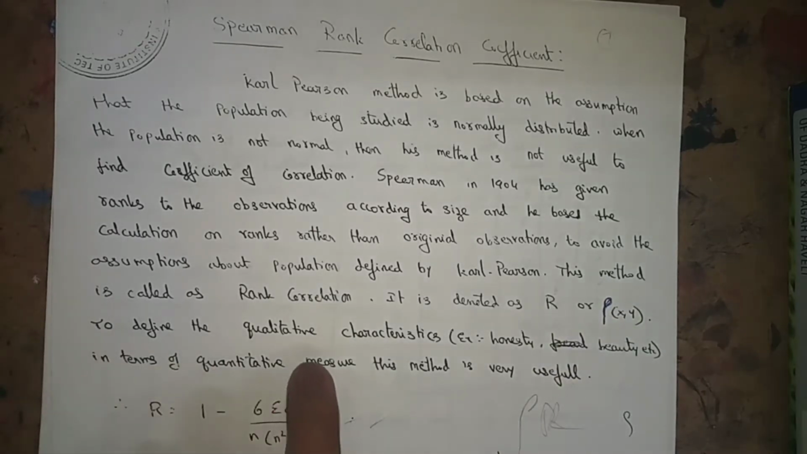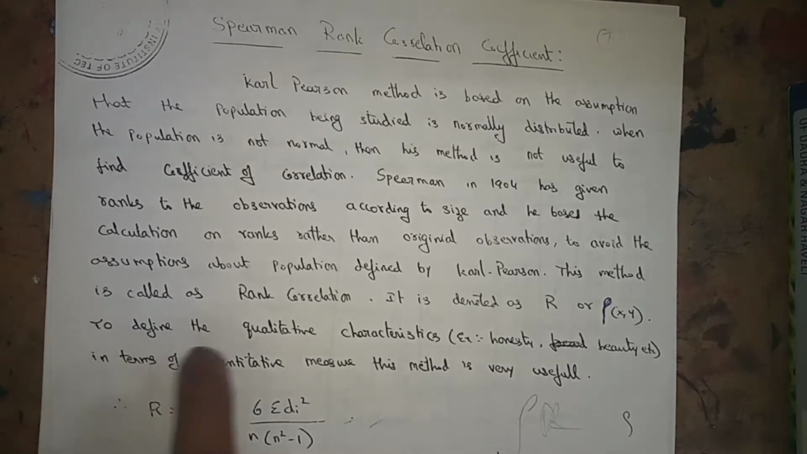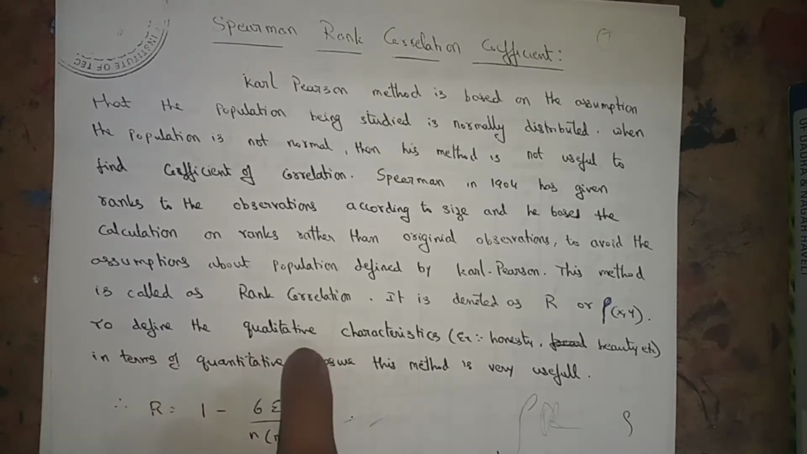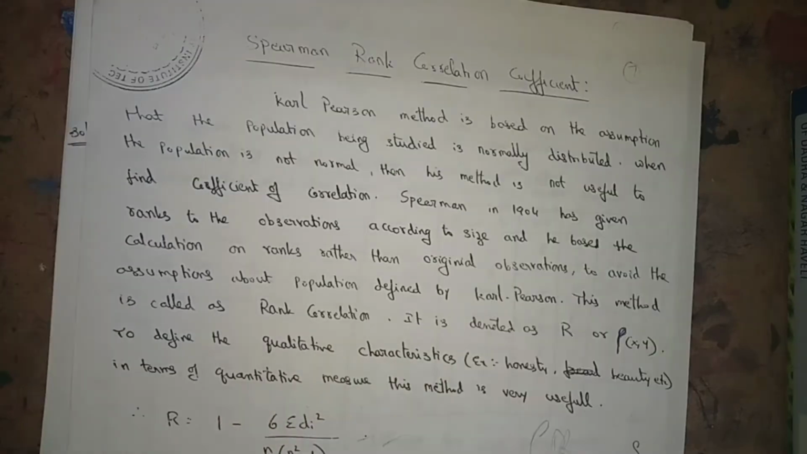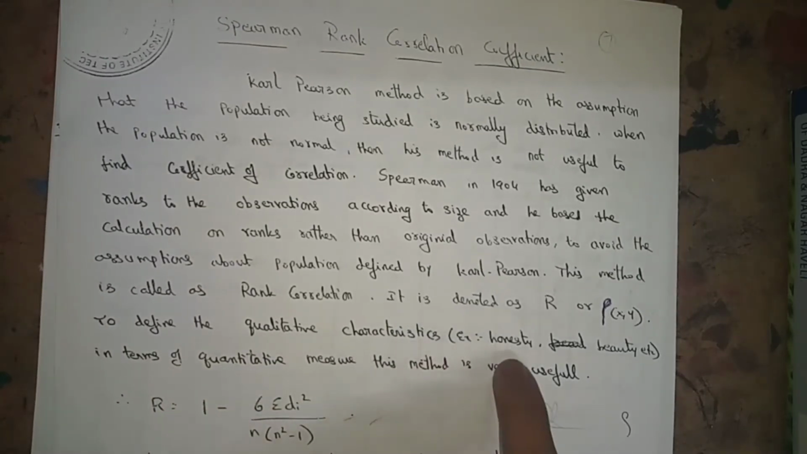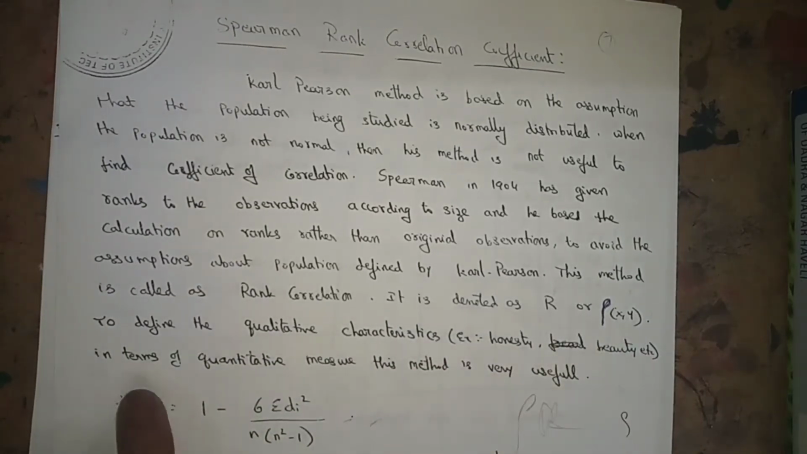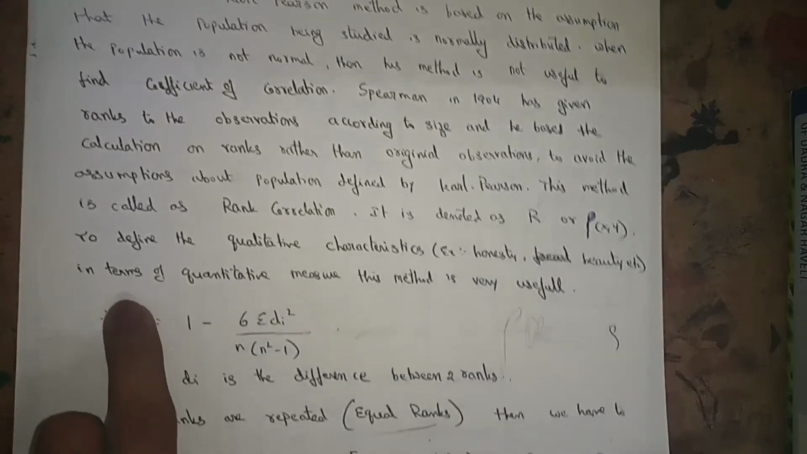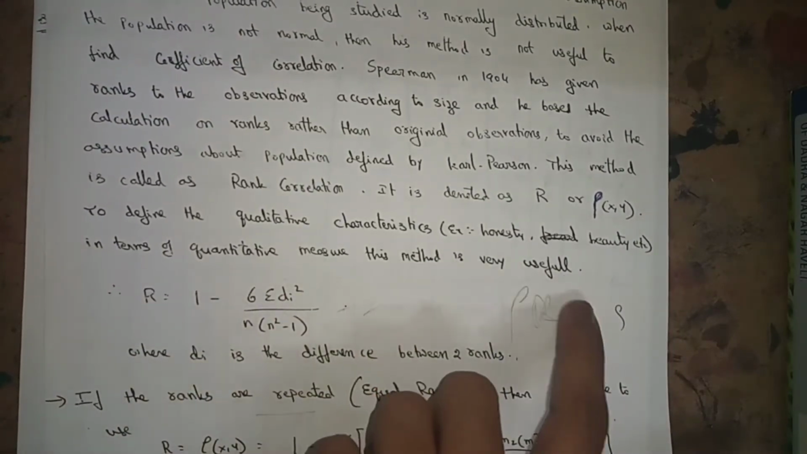When do we have to apply this rank correlation? To define qualitative characteristics, for example honesty, beauty. In terms of quantitative measures, this method is also very useful.